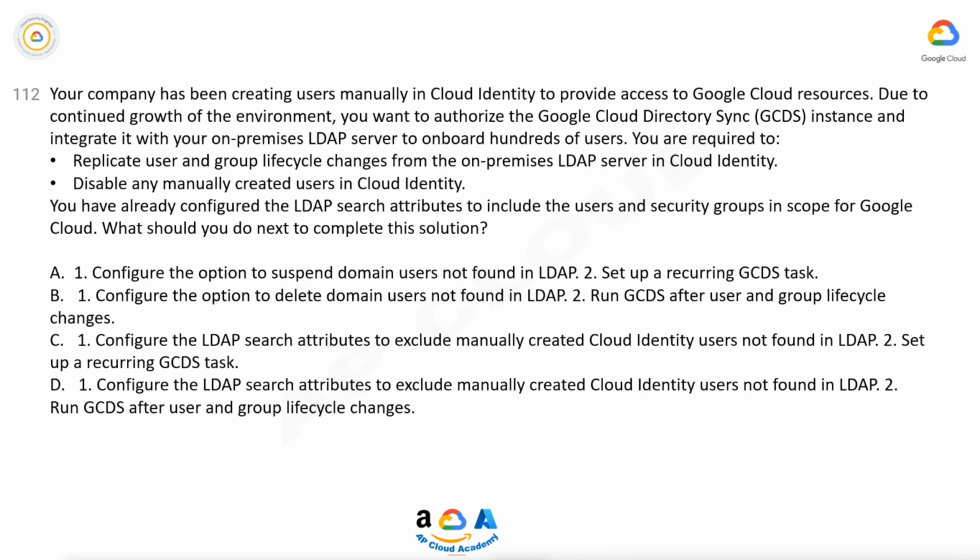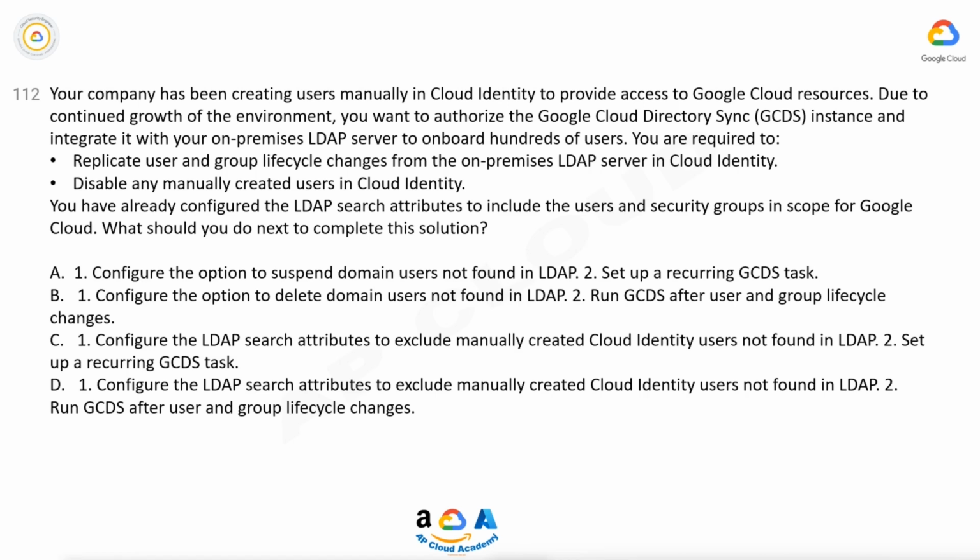112. Your company has been creating users manually in Cloud Identity to provide access to Google Cloud resources. Due to continued growth of the environment, you want to authorize the Google Cloud Directory Sync, GCDS, instance and integrate it with your on-premises LDAP server to onboard hundreds of users. You are required to replicate user and group lifecycle changes from the on-premises LDAP server in Cloud Identity.